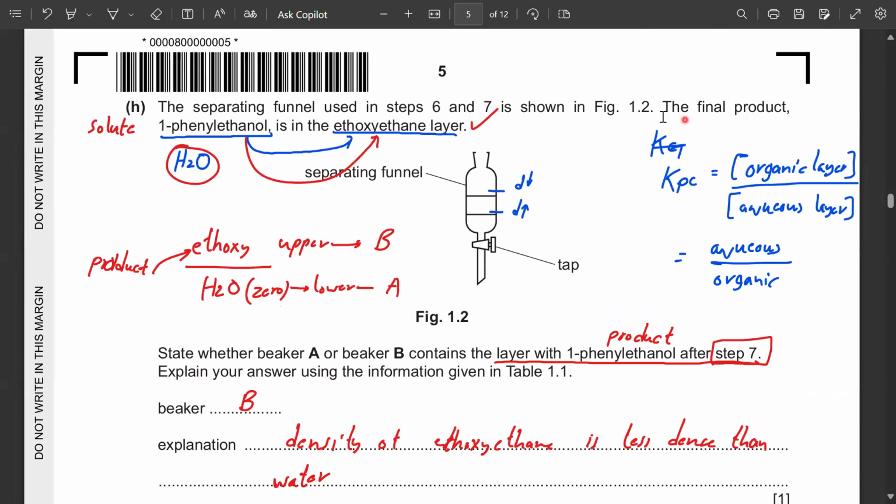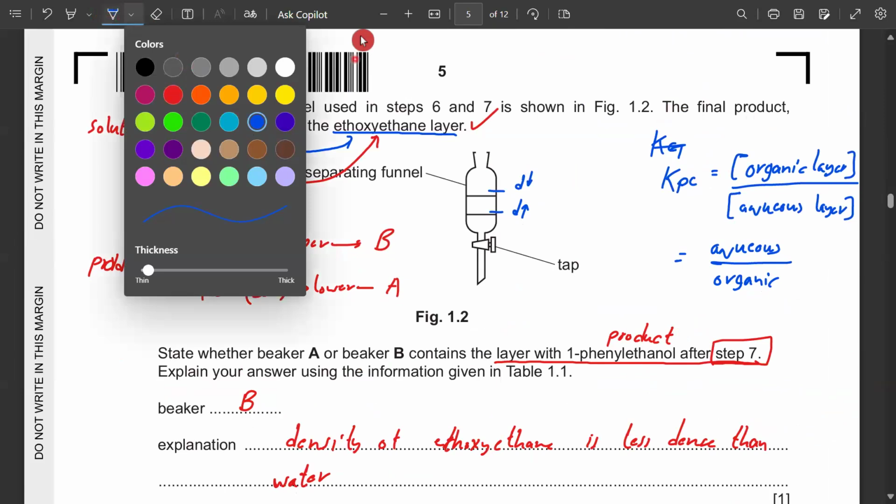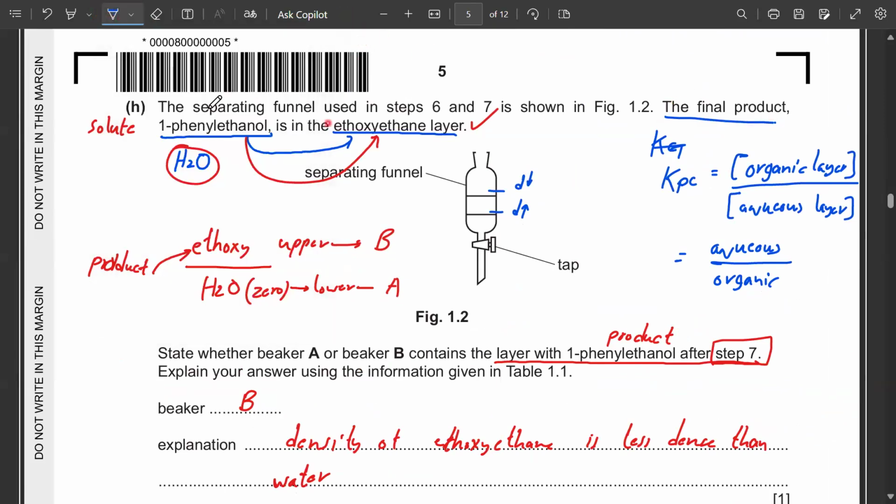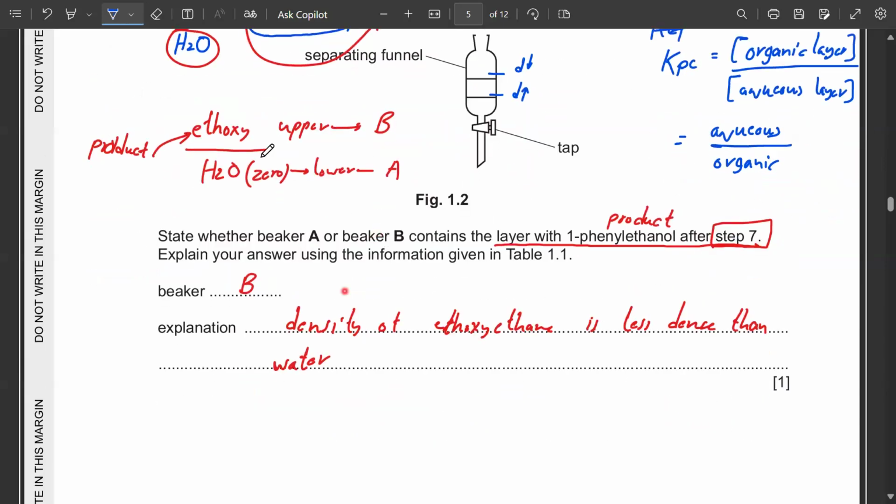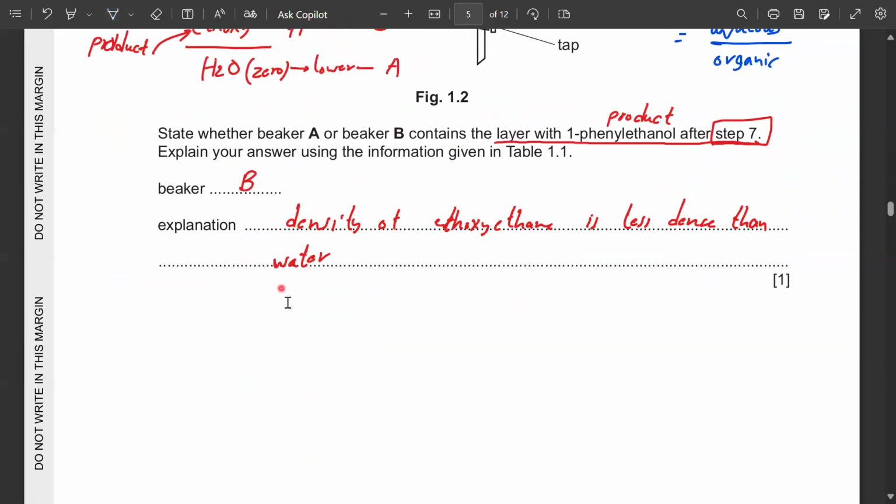They have already stated the amount of the product present. They say the final product, 1-phenylethanol, is in the ethoxyethane layer. They have not mentioned anything about H2O. Nothing is present in H2O. So they basically gave us the answer, or you could say they are giving you the clue to find the answer. All right, so this is done.